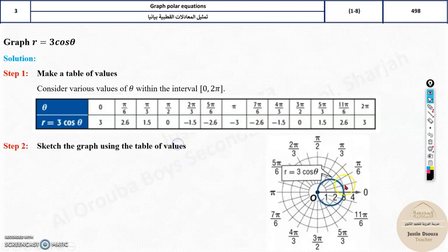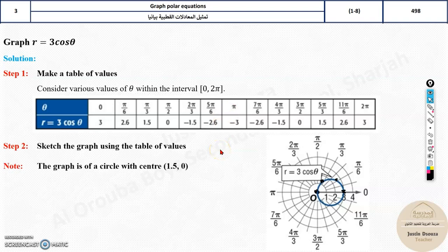Now with these values, you know how to graph them. You can easily graph it. 0, it starts at 3 over here. And then you have pi by 6 at 2.6. So you can see pi by 6 is over here, in between 2 and 3. Whereas pi by 3 is 1.5 over here. That's in between 1 and 2. And then pi by 2 is 0 and it goes on. So this is how we can easily graph.